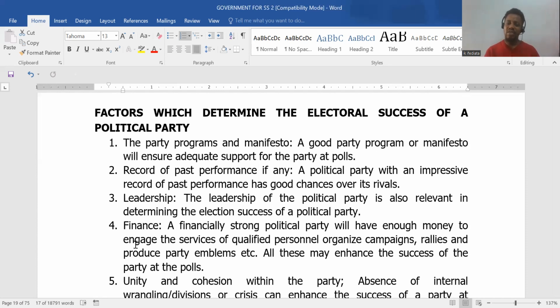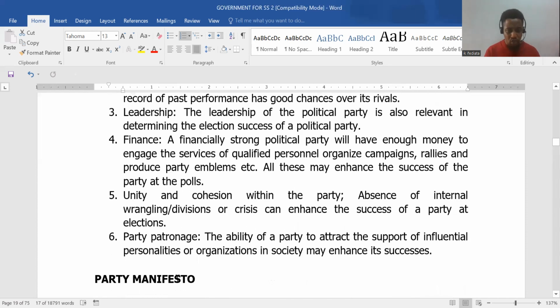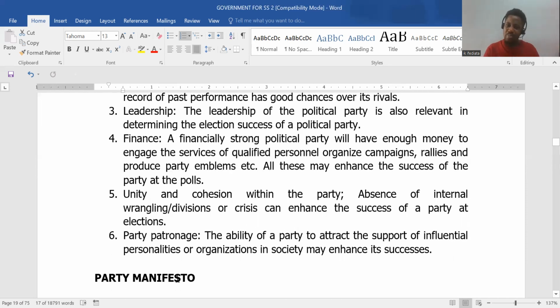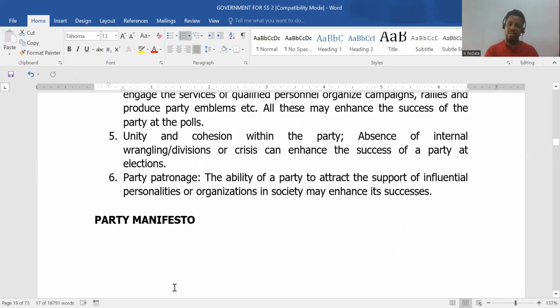When they have good leadership, when the party is well organized, when the finance is strong and they have enough money to carry out their party objectives, when there is unity, togetherness, cohesion in the party, absence of internal struggling, wrangling, and infighting, when there's an absence of all these things and the party is progressing, when people patronize the party, everybody's patronizing the party, contributing their quota towards the success of the party, right?